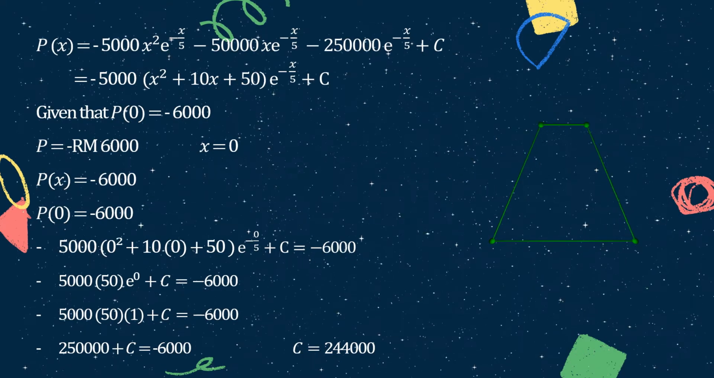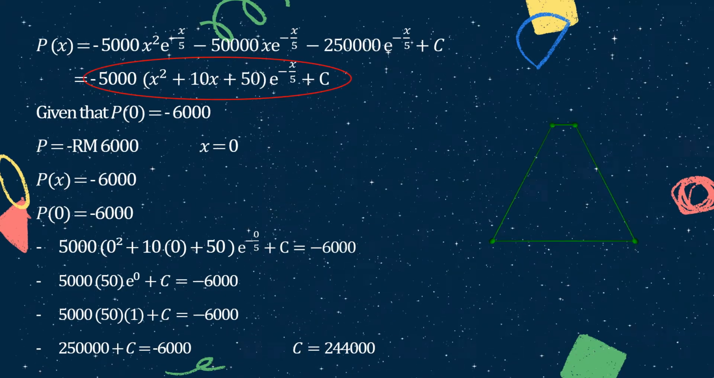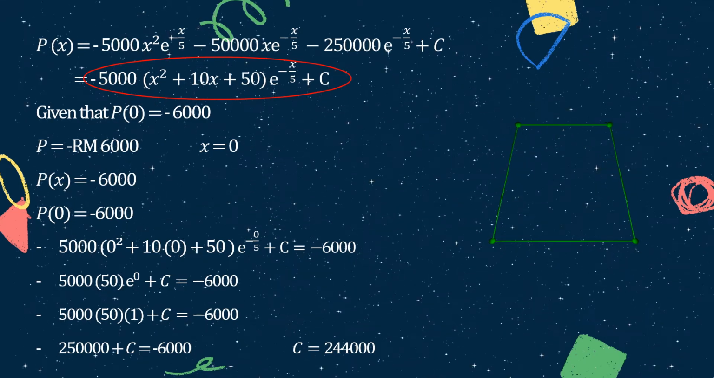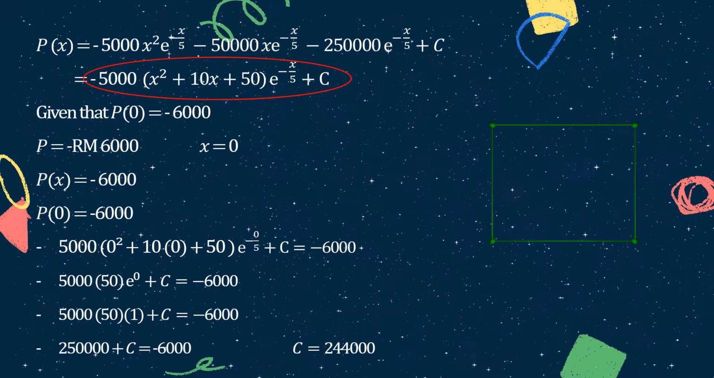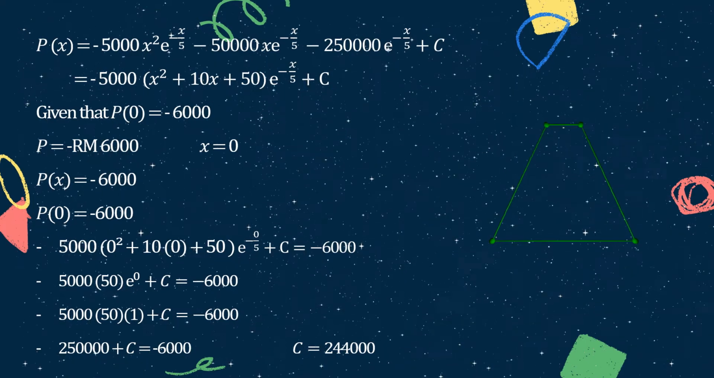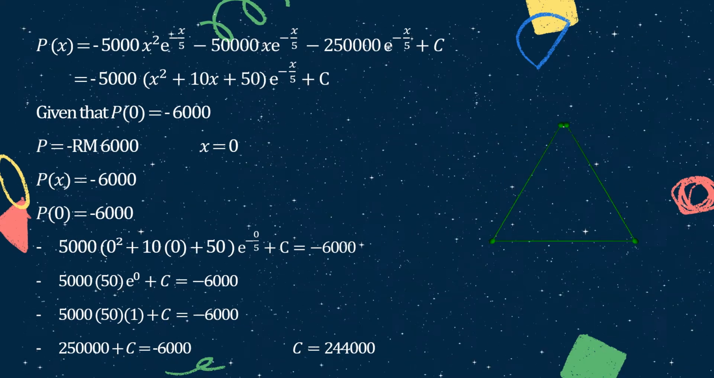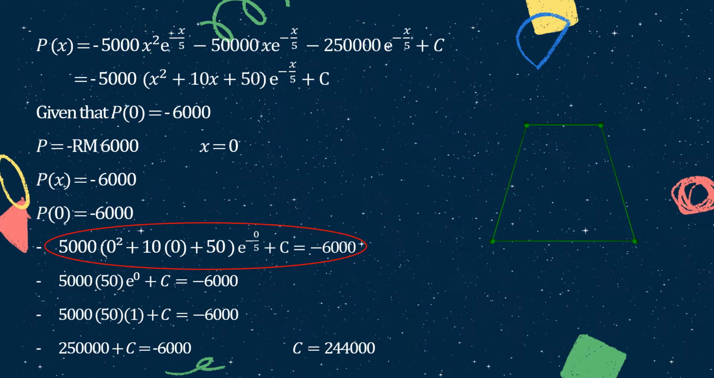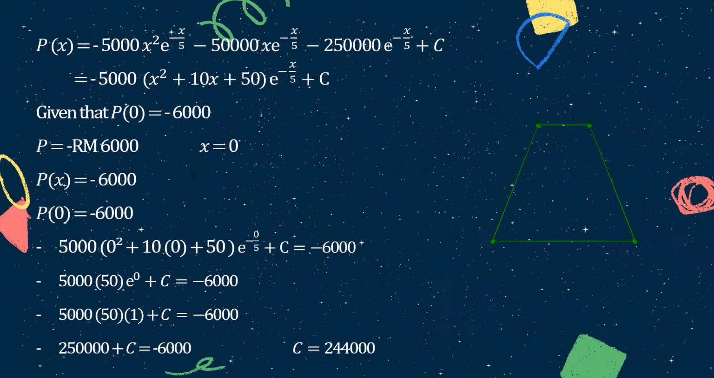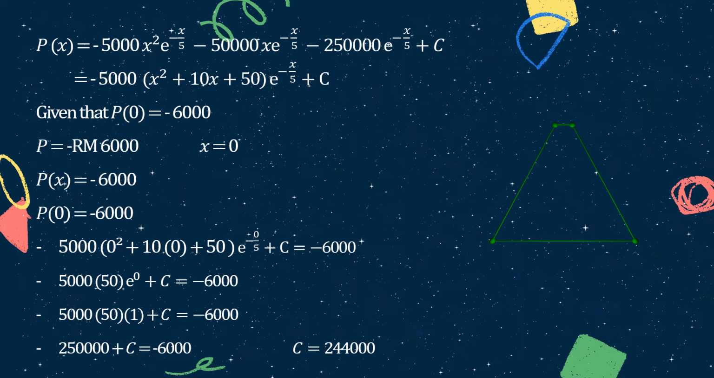After substituting the value of u into px, we will get the following equation. So we just take out our constant, which is negative 5,000, so that we can calculate it easier later on. We already know that when x equals 0, p equals negative 6,000 ringgit. So we substitute the value of x in px with 0, and then finally we will get the value of constant c equals 244,000.